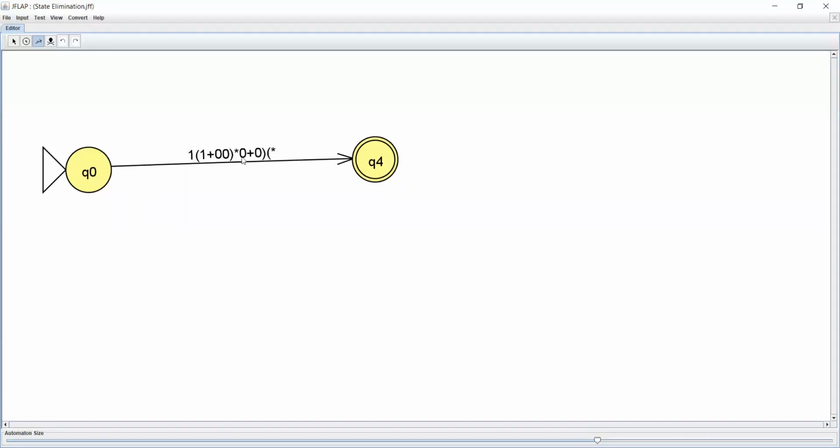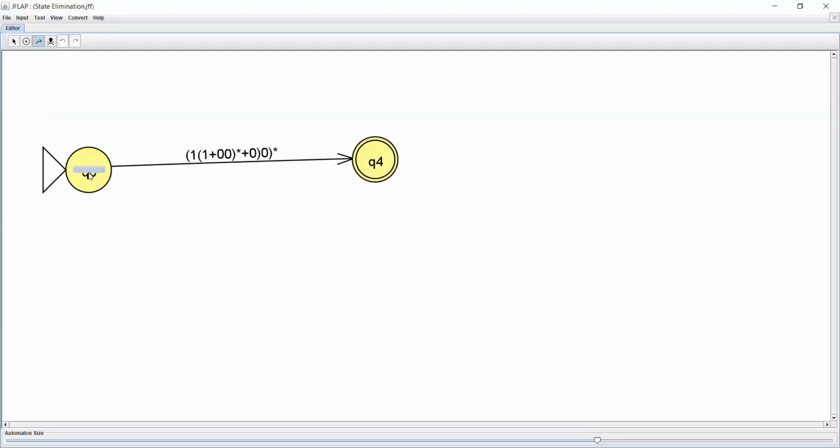Oh, sorry. Here I am not getting the correct one. Let me write again. So here we have 1 into (1 plus 00)* plus 0 into 0 whole star. I hope it will be plus whole star. Okay, this is what our regular expression is going to be.